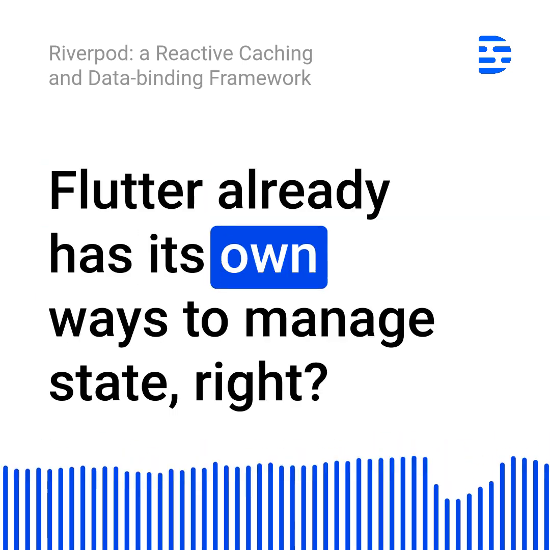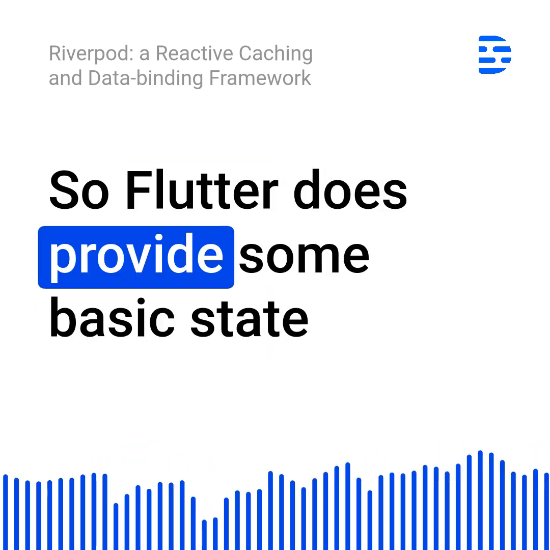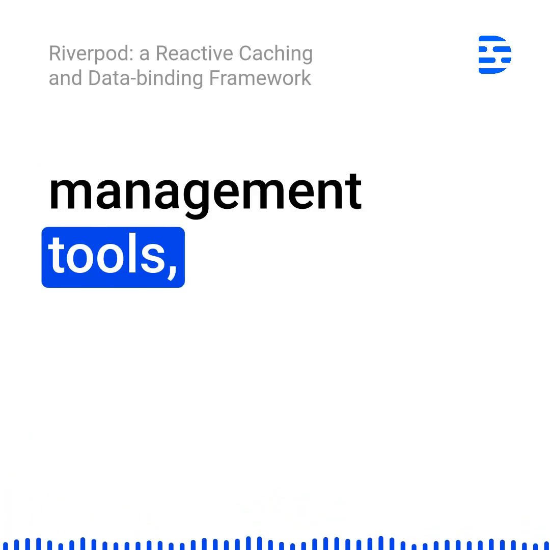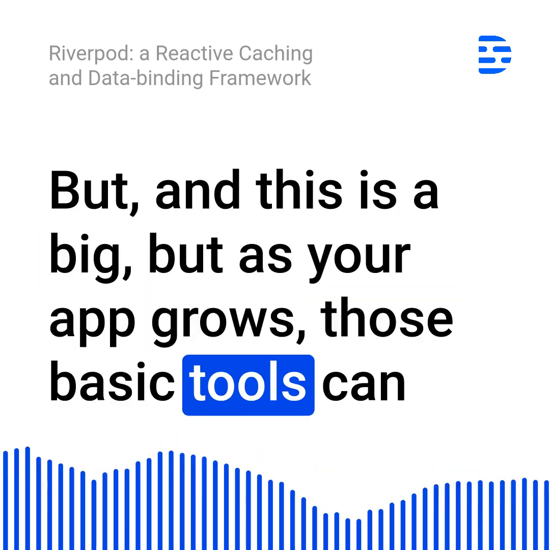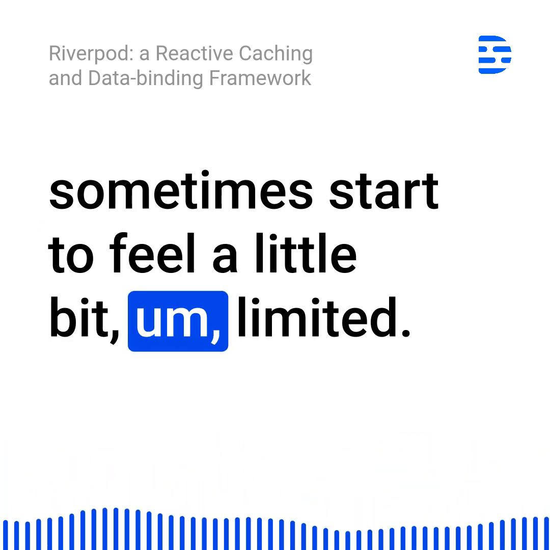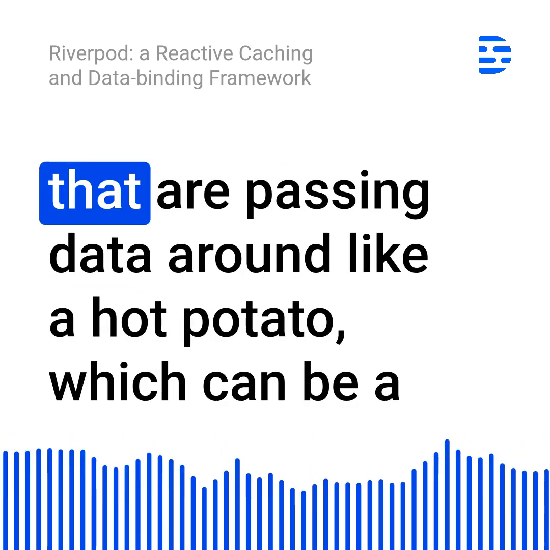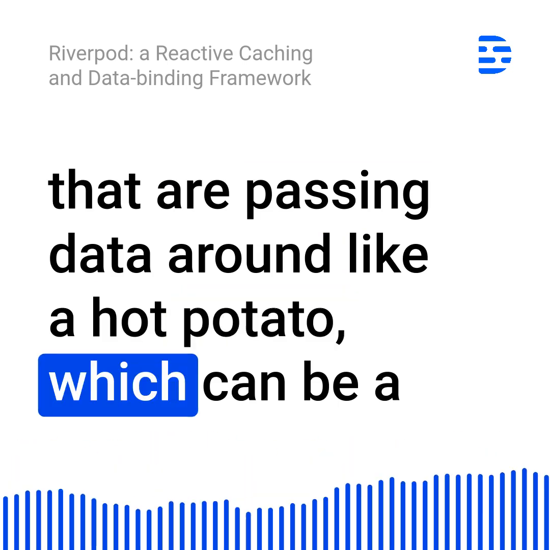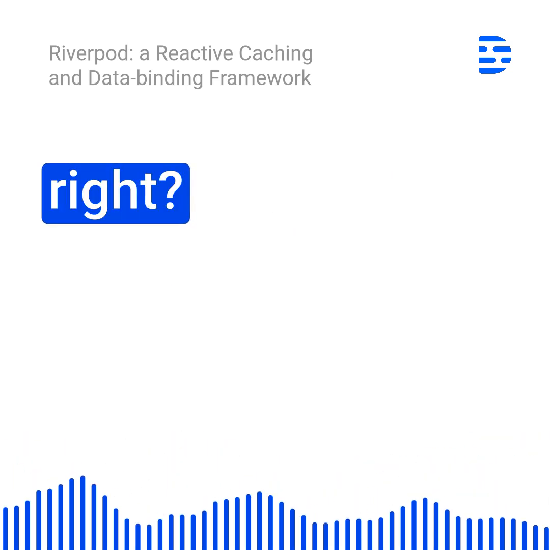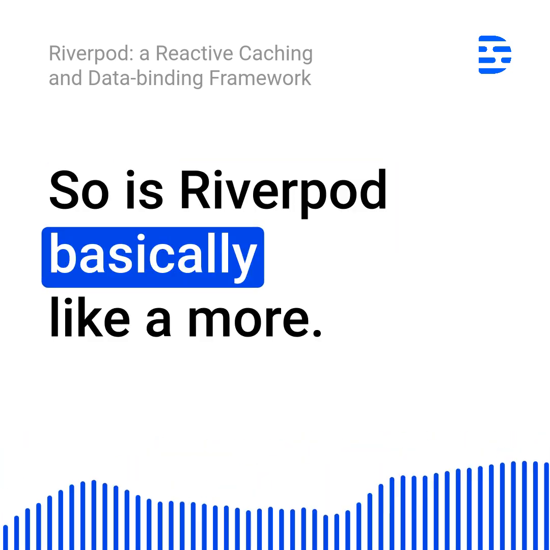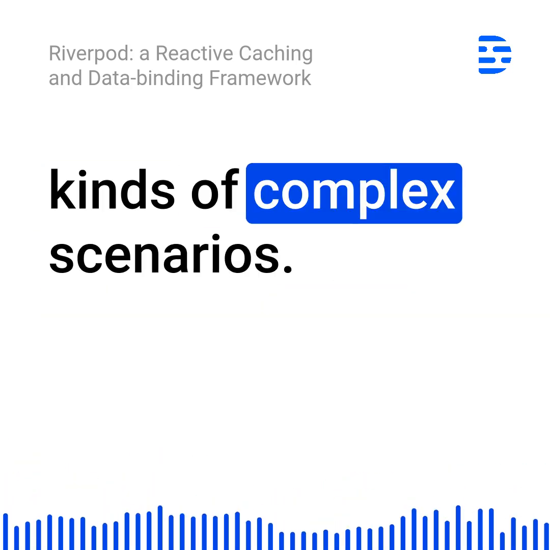But Flutter already has its own ways to manage state, right? Why do we need Riverpod on top of that? So Flutter does provide some basic state management tools. But, and this is a big but, as your app grows, those basic tools can sometimes start to feel a little bit limited. Like you might end up with nested widgets that are passing data around like a hot potato, which can be a real nightmare when you're trying to track down bugs. Yeah, I've been there. That's not fun. So is Riverpod basically a more powerful and streamlined way to handle these kinds of complex scenarios? It really is.